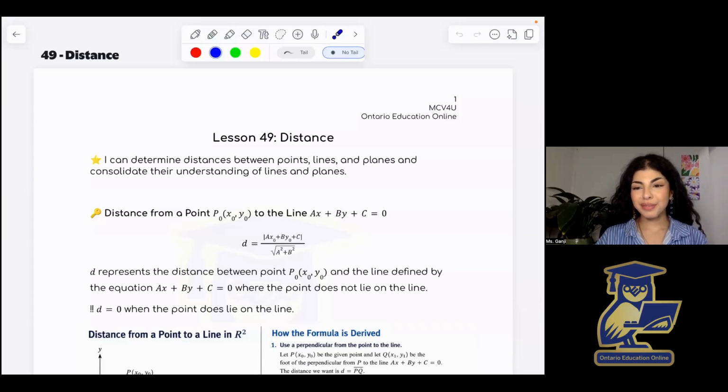Hello and welcome to our very last lesson of Calculus and Vectors. We are wrapping up not only Unit 6, but our entire course today. And so today's lesson is distance.